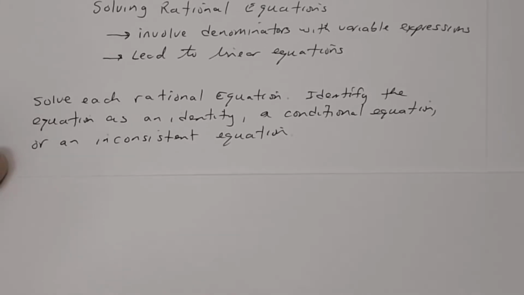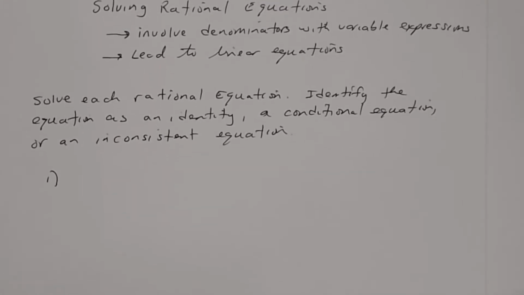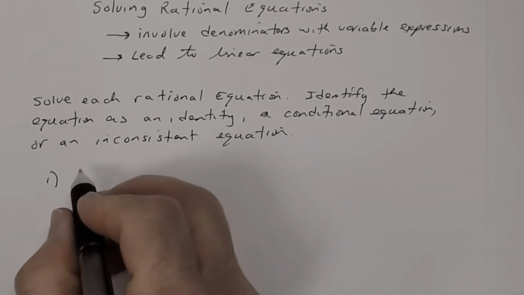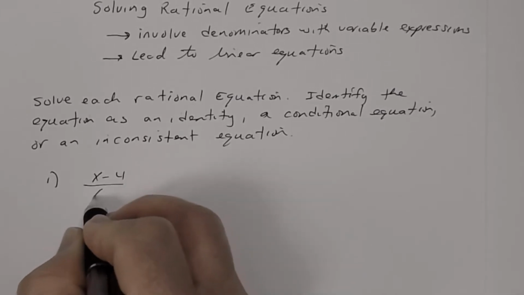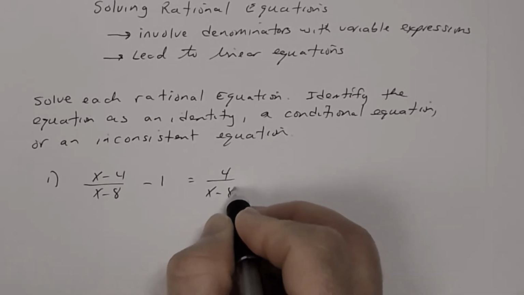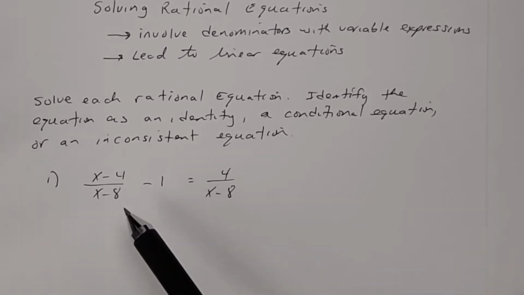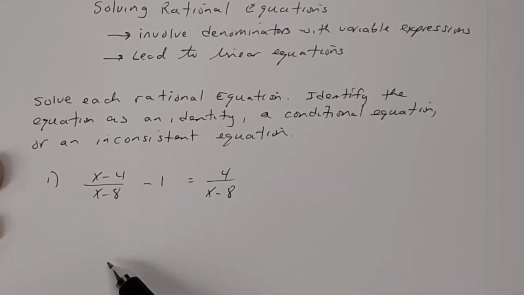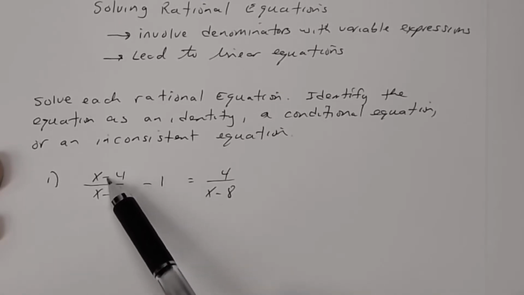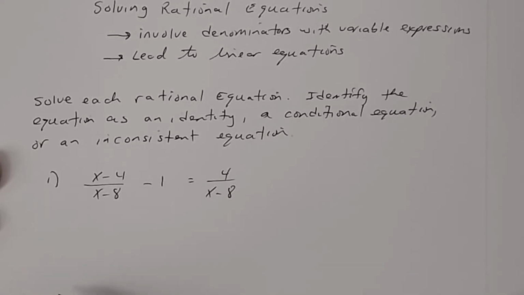Okay, so let's look at number 1. We have this rational equation. It's x minus 4 divided by x minus 8, subtract 1, equals 4 divided by x minus 8. Notice this is a rational equation. You have rational expressions. Remember, a rational expression is defined to be a polynomial divided by a polynomial. Even this is a rational expression, because a polynomial can be considered a monomial as well. So negative 1 over 1. These are all rational expressions.